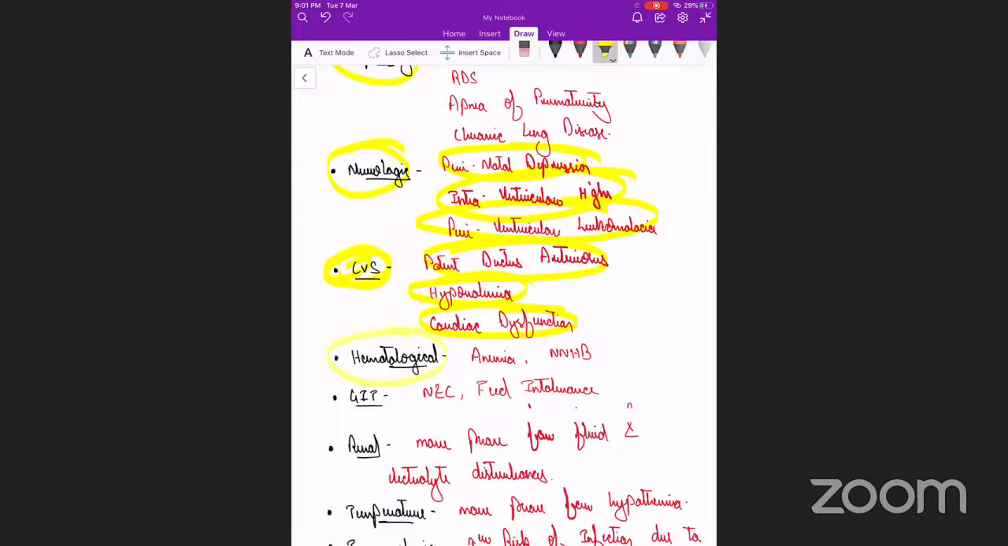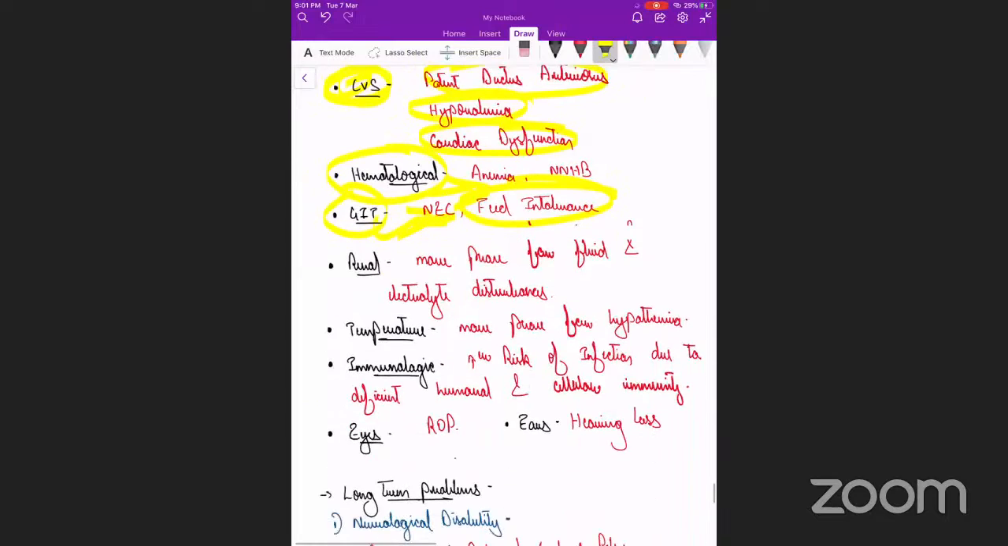Now, hematological manifestations can be anemia and NNHP. Okay, because of hemolysis, NNHP as well can take place. GIT, again, preterm and IUGR babies are at higher risk for necrotizing enterocolitis. Fine. And since the GIT itself is not well developed, they can have feed intolerance as well. Next is renal. They're more prone for fluid and electrolyte imbalance because the kidney is not totally matured enough. It only becomes properly matured enough at 36 weeks, correct?